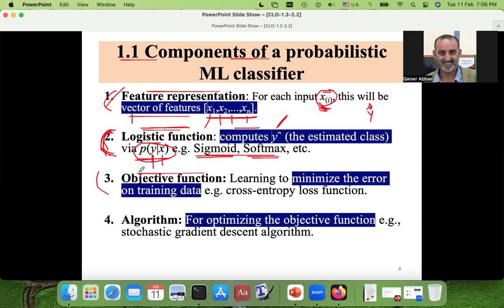Probabilistic models always learn some weights. Okay, I'm using the word weights. When you have the vectors, then the probabilistic models will always learn some weights. Why will those models learn those weights? To minimize the error of the data set, of the training data. To minimize the error in the training data.